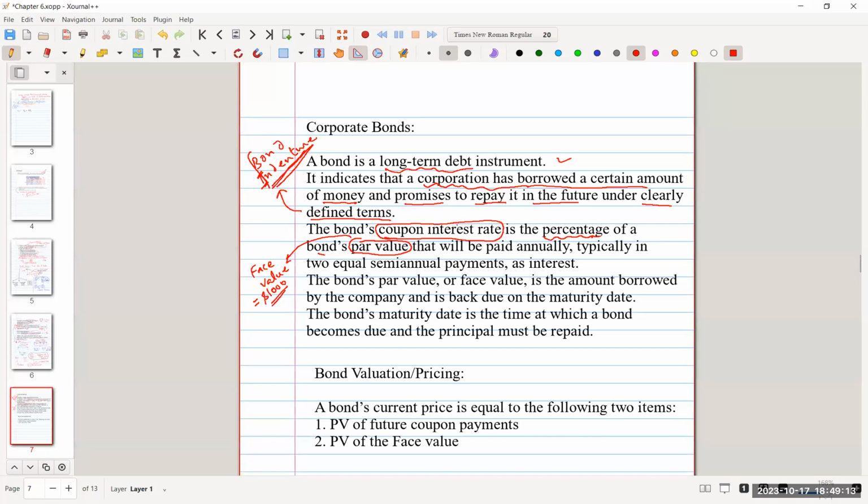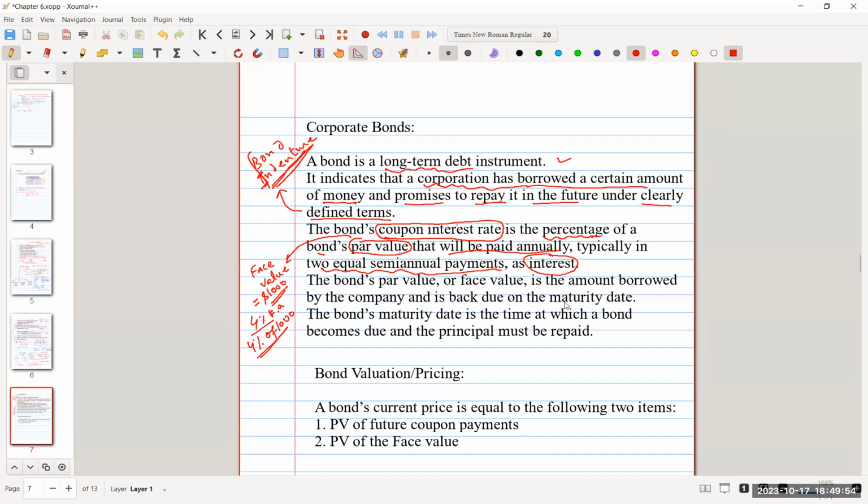So a coupon interest rate is the percentage of the bond's par value. If we say the coupon rate is 4% on a certain bond, it means that this bond will give us an interest which is equal to 4% of 1,000, 4% of the par value. And this is a per annum rate, 4% per annum. So that's what it says here, will be paid annually. But usually what happens is, though this is an annual payment, it is broken down into two equal semi-annual payments. And this is actually the interest payment.